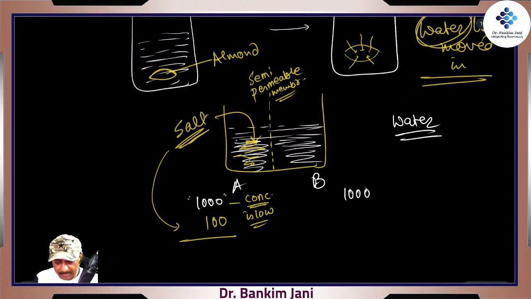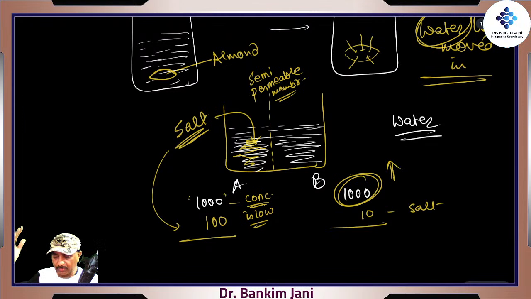Because against 100 units of salt, there are 1000 units of water. While over here, let's say there is 10 units of salt, right? थोड़ा सा salt यहाँ पे भी डाल दिया. So here there are 10 units. So the relative concentration of this is high, right?